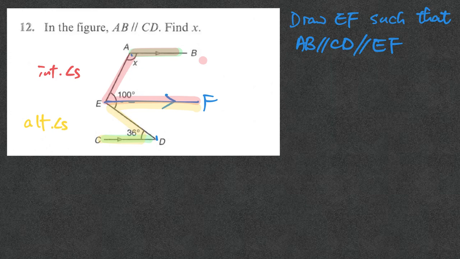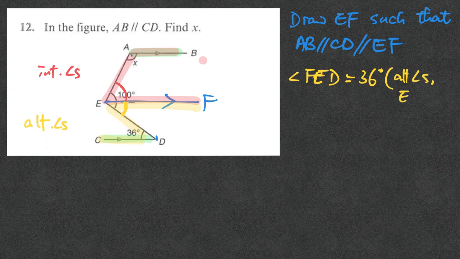So as a result, now we can mark it. So the yellow angle appear at E, which is called 36, whereas this one can be used difference of 100 and the answer in order to find it. And now we work out the answer one by one. First of all, we have FED equal to 36 degrees, which is called alternate angles, EF parallel to CD.